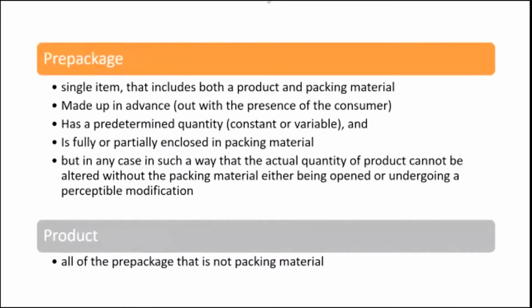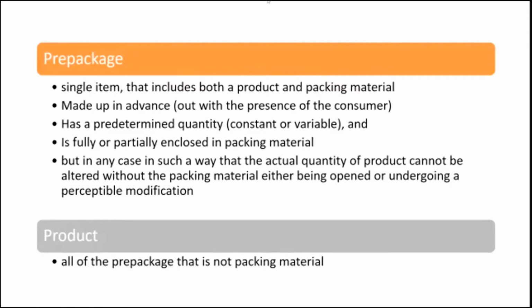So prepackaged. What is prepackaged? Prepackaged is a single item that includes both a product and packing material. So prepackaged contains product and packing material. Made up in advance. What is the meaning of made up in advance? It is made up without the presence of the consumer, because the consumer doesn't know how it was measured. Consumer doesn't know whether it was in good shape. That's why it's made up in advance. And it has a predetermined quantity, whether constant or variable. And it is fully or partially enclosed in a packing material. So the product should be enclosed in packing material or partially enclosed.